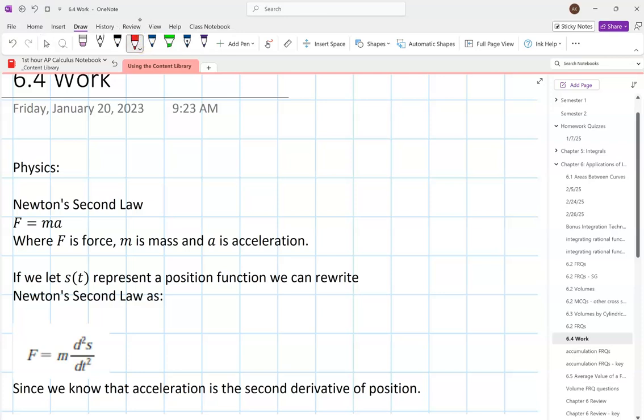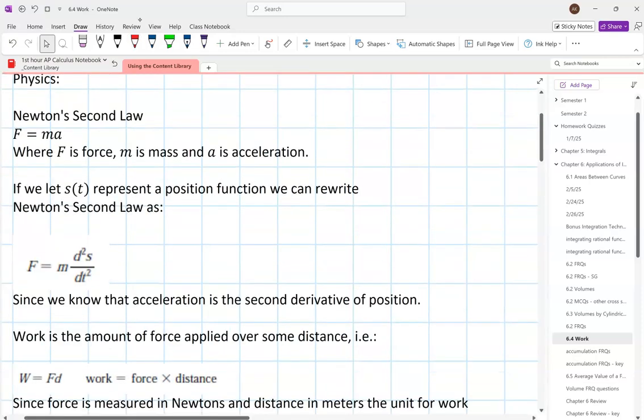So Newton's second law. Newton's a physicist, and he has 3 laws to describe motion, or really forces. The first one we'll use is that force is equal to mass times acceleration. In a calculus setting, you might say then that force is equal to mass times the second derivative of position. Remember that position, velocity, and acceleration are each derivatives of the previous one.